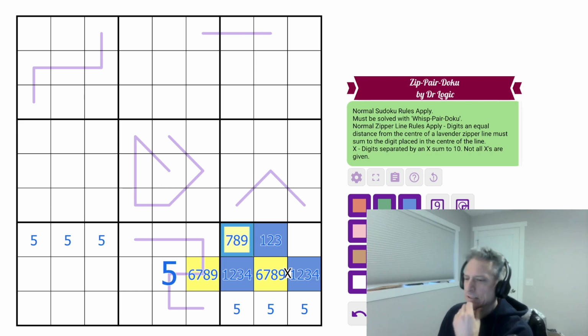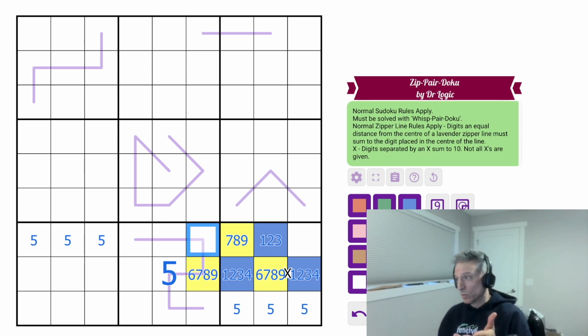Which sadly doesn't help a lot, given the fact that 1, 2, 3, 4 and 6, 7, 8, 9 all can form pairs that add up to 10. Yeah, it doesn't. Let me see if there's something else that I can place or do here.